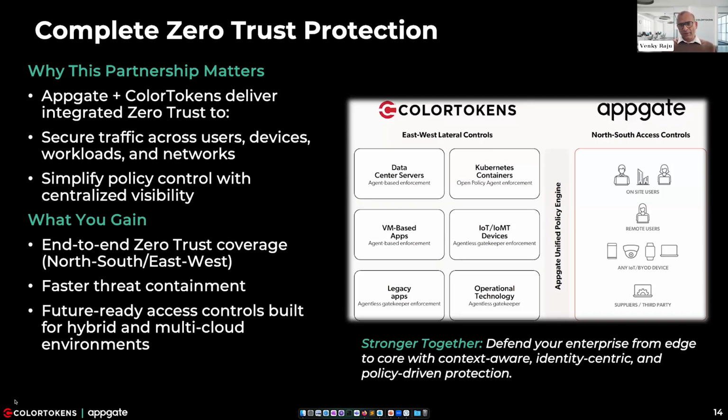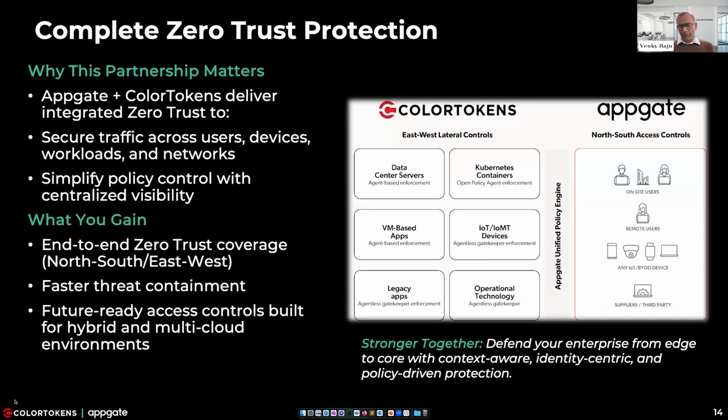And I think, as you mentioned, you have some differentiators. The other thing I'd like to add here is the integration that we bring. On the color token side, we can segment pretty much anything: data center VMs, Kubernetes, IoT devices, OT devices, legacy systems, and so on. It doesn't really matter what it is. In all of these cases, we exchange metadata with AppGate.